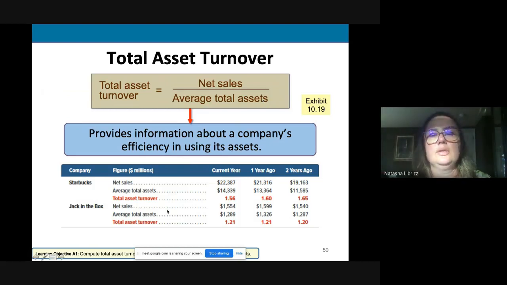This is just an example from a couple of years ago for Starbucks. Total asset turnover is 1.56. One year ago, 1.6, 1.65. So obviously, you want to utilize your assets more efficiently to make sure that you're getting more out of them.